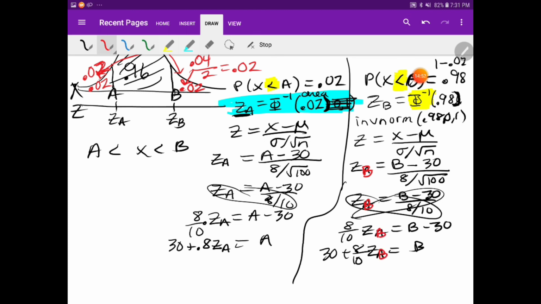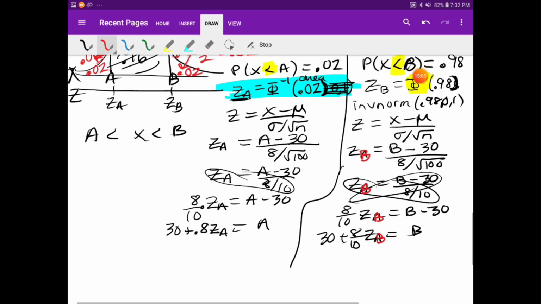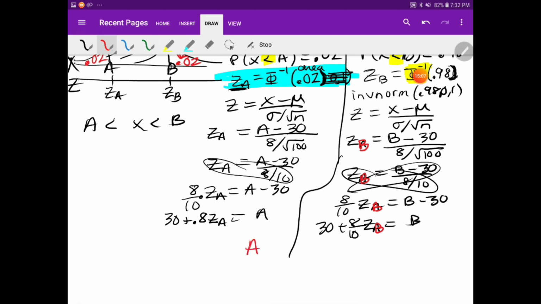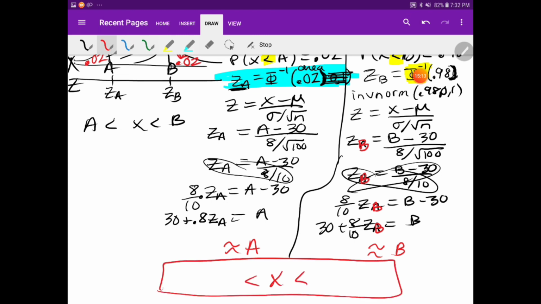Then I'm going to do an inverse normal of 0.02 and then an inverse normal of 0.98 when I go to my calculator screen. Once I get that answer, I'm going to have my approximate A and my approximate B, and then I write my answer like this, and that's going to be my final answer. And this is our last question for S4.